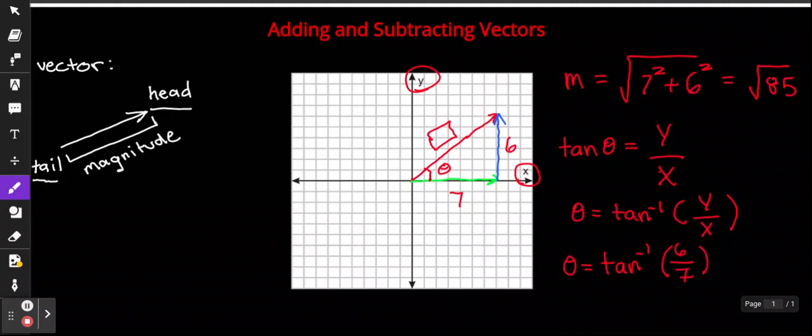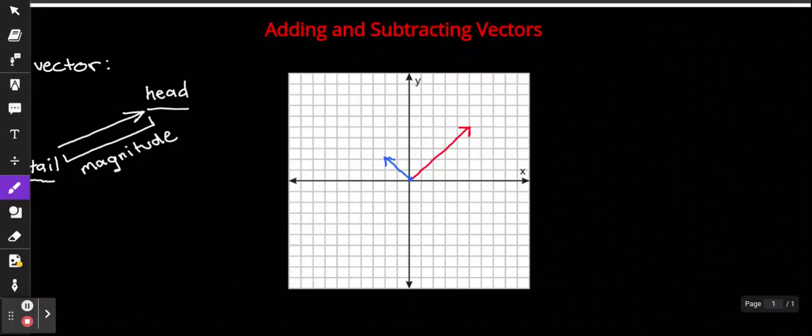And using a calculator, 6 divided by 7, it is about 40.6 degrees. And make sure your calculator is in degrees when adding and subtracting vectors in physics.